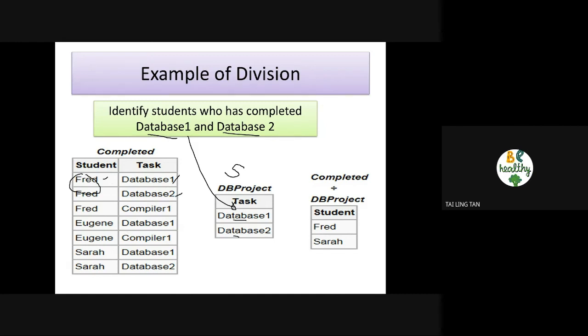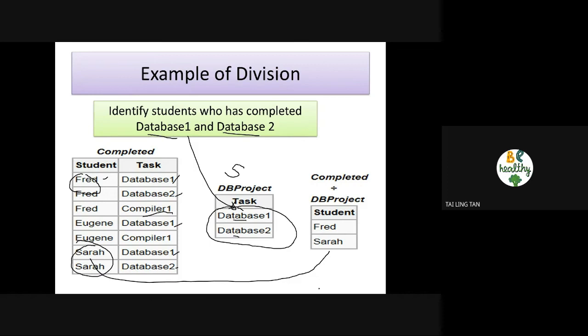Then I'll continue to check the others. Although Straight has also finished Compiler 1, maybe some others, we don't care, but we want to check whether the criteria is here. So we continue checking. Eugene only has 1 and there's no Database 2, so Eugene is no. The last one here is Shara, who has Database 1 and 2, so Shara is good and can be added to the result of this division of R and S. So this is one example of this division.